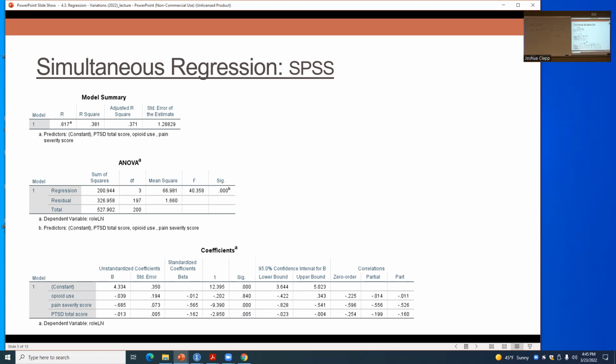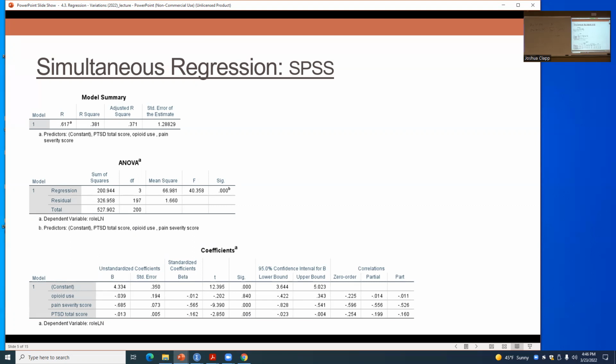Same thing for PTSD total score. For every unit increase in PTSD total score, I would expect about a 1% decrease in role functioning, right? That's a 0.013 unit decrease in the natural log of role functioning. But if I've natural log transformed my outcome variable, I interpret this as a percentage reduction. Okay. Now if I look at my standardized coefficients, these are put on the same metric. So we've very clearly got pain severity as the bigger thing here.